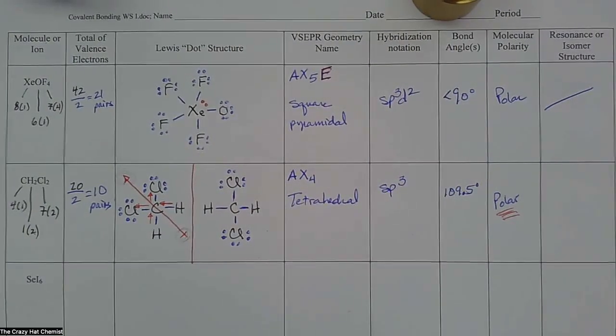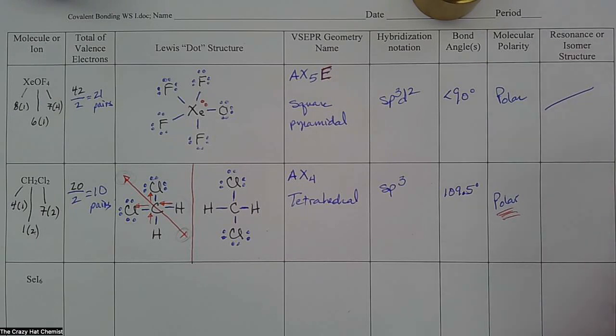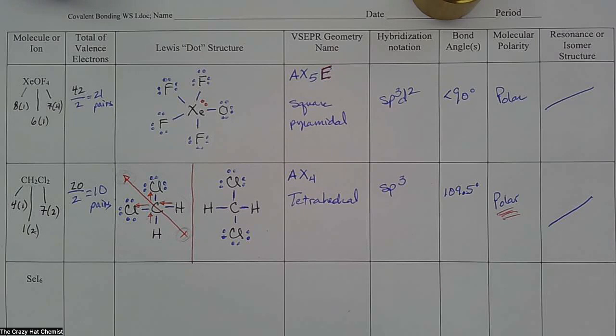All right. Is there any resonance or isomeric structures? That is a no on this. So we're not going to do that one. All right, now we're going to do the next one here and see how this one pops up. So the next one is SeI6. And so we're going to look at our periodic table.